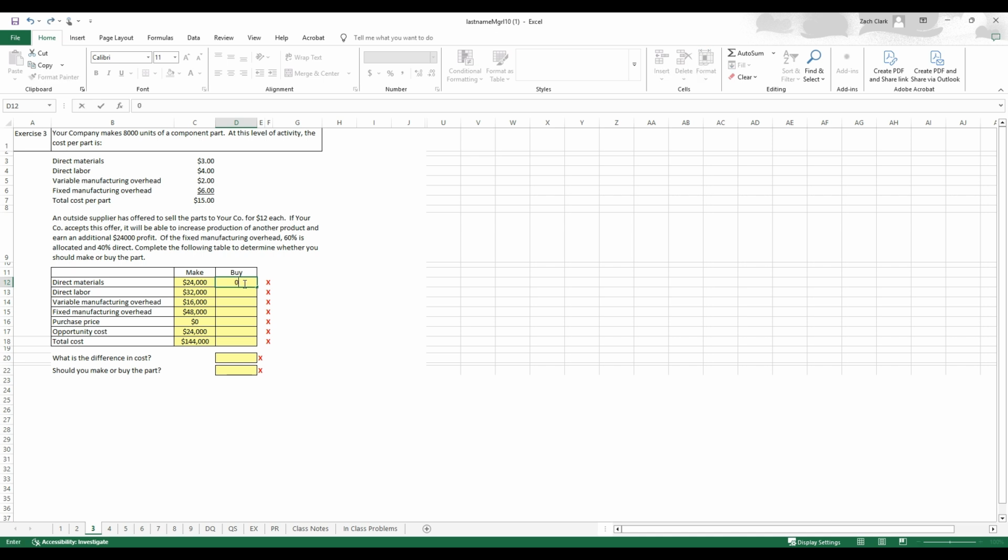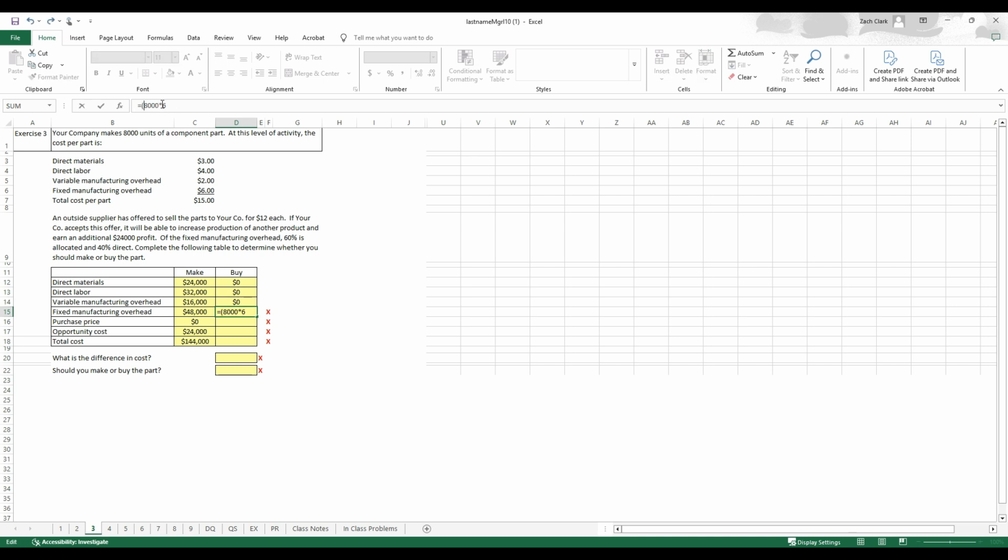Okay, then let's look at the buy side. If we buy it, there's none of the normal costs of production, essentially, because we're not producing it anymore. And here we have to think about our fixed manufacturing overhead. Oh, wait, no, that's not times 0.6. So 8,000 times the fixed manufacturing overhead, so the total is 48,000.